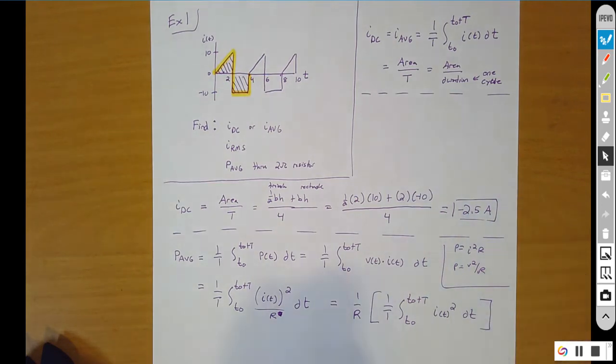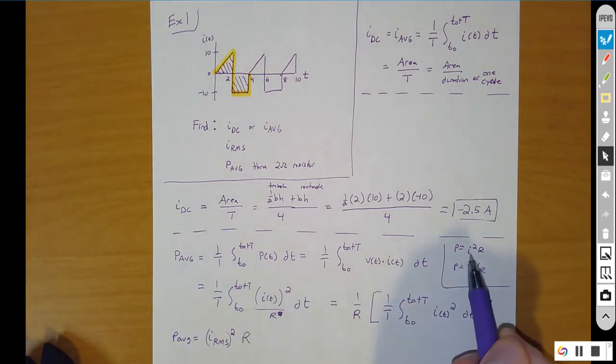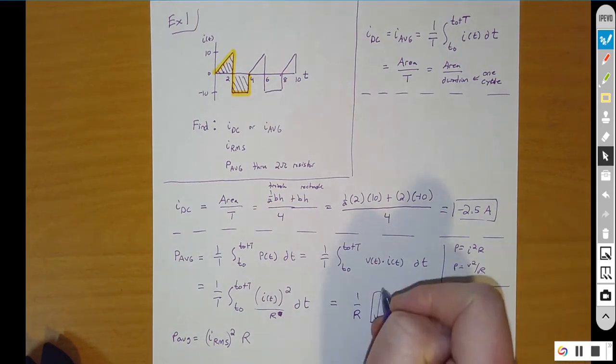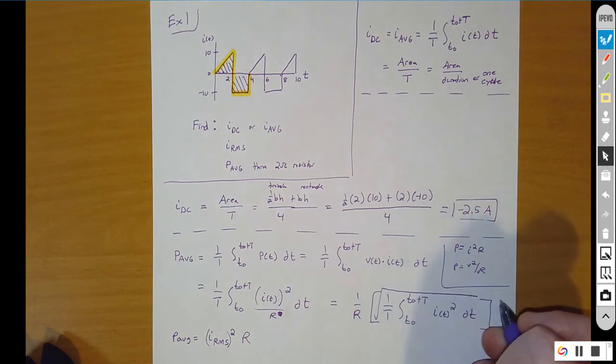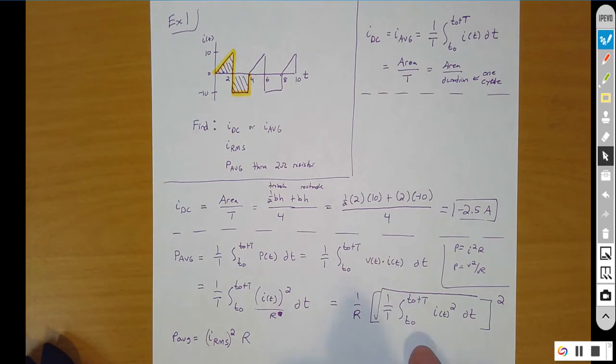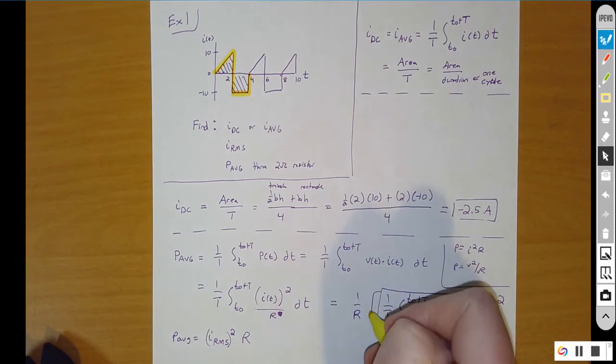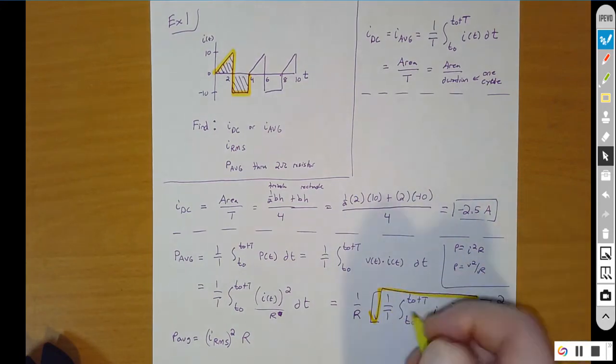So where this is headed is I want to be able to say that P average is I_RMS squared times R, so that it looks just like it did before. To make that happen, what we end up doing is we square root the inside of this and we square the outside of it. So basically they're going to cancel. But this is important because this is where I_RMS comes from. It is this piece inside of all of this.